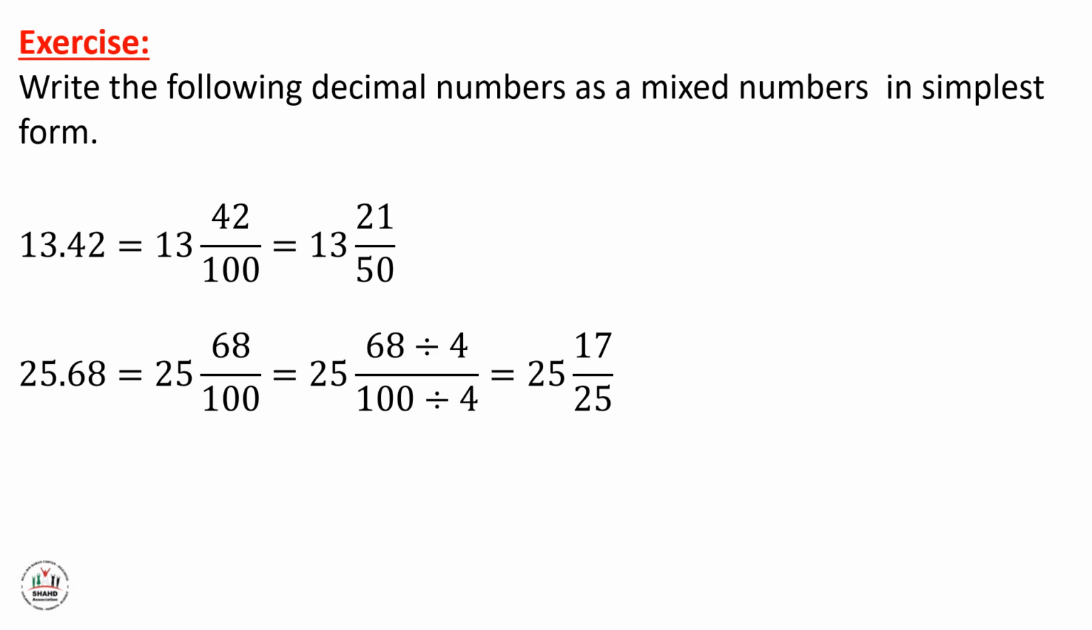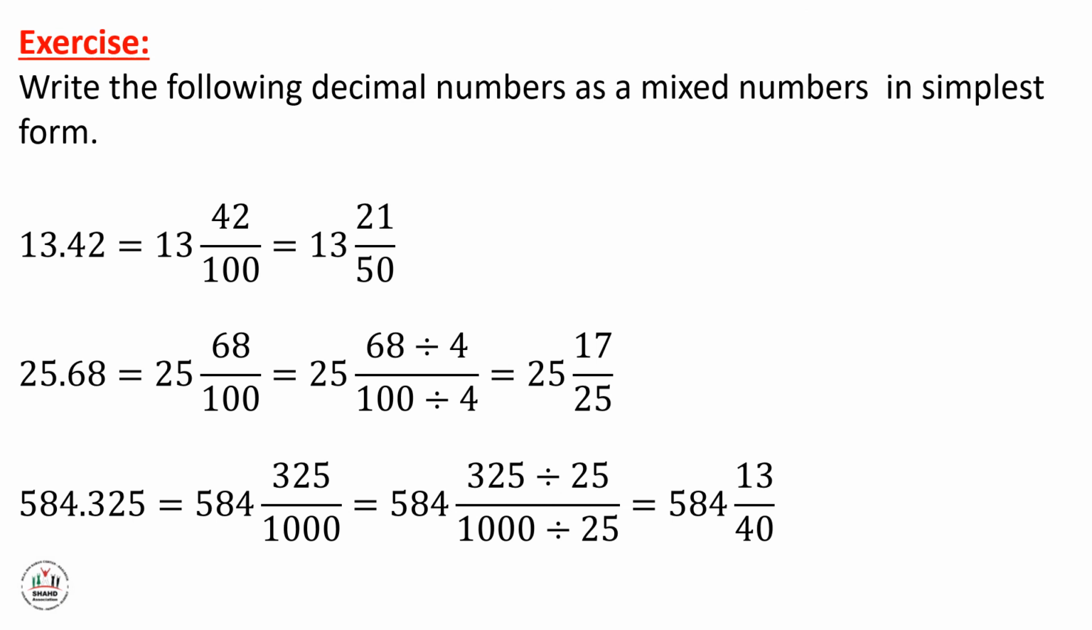25.68. Again, we write the natural part as it is, 25. Then we come to the decimal part, which contains two digits. So we write 68 over 100. Again, we can simplify the fractional part of this mixed number. Both 68 and 100 divided by 4 give us 17 over 25.